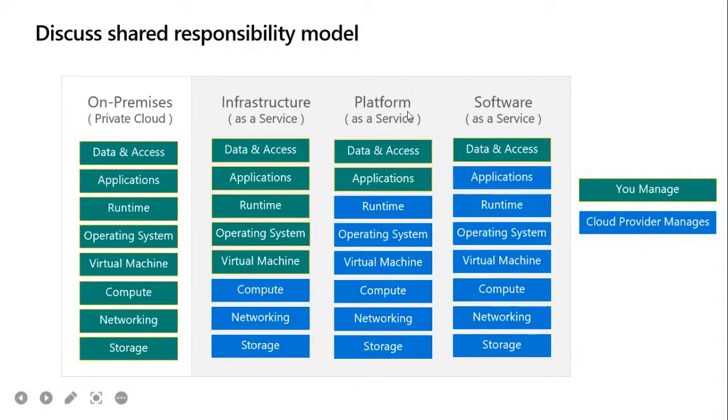And then with platform as a service, data access and applications will be taken care of by the organization, but the rest, like runtime, operating system, virtual machine, compute, networking, and storage, will be taken care of by the cloud providers. And then with software as a service, all the services except data and access will be maintained by the cloud providers. So this is the shared responsibility model of our cloud services, IaaS, PaaS, and SaaS.